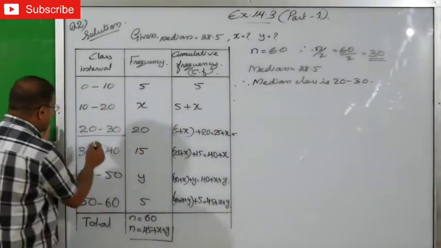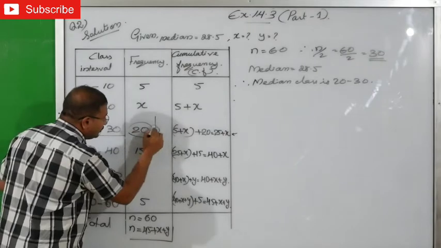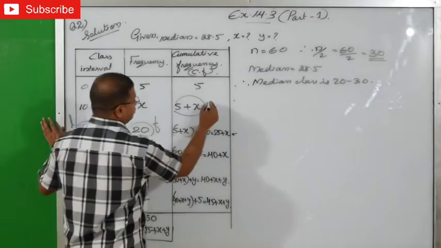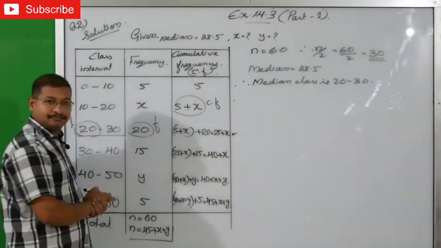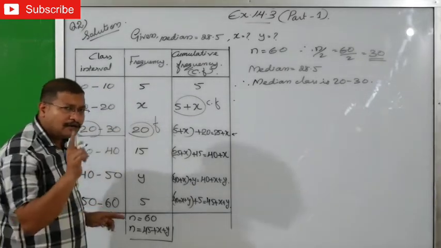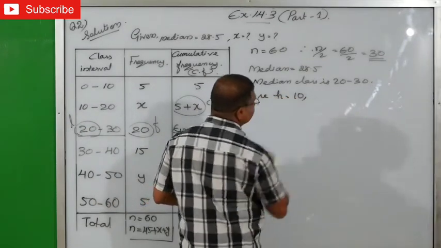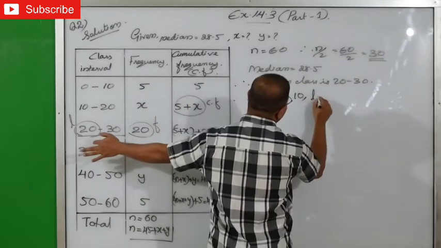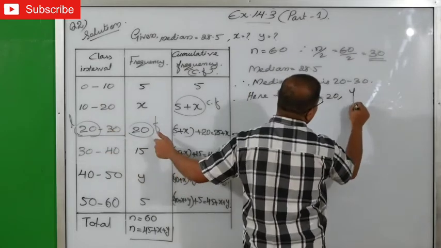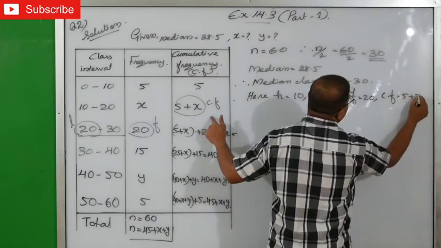That means for 20 to 30, this 20 will be L and this 20 will be F, and this preceding 5 plus x will be CF. And of course, we know the difference: 10, 20, 30, 40. What is the difference here? 10. That means H equals 10. The value of L is 20, the value of F is 20, and CF is 5 plus x.